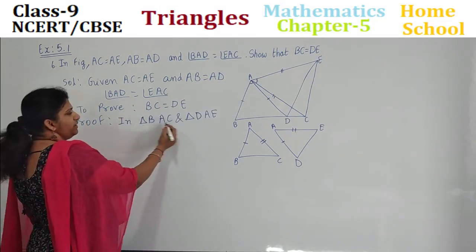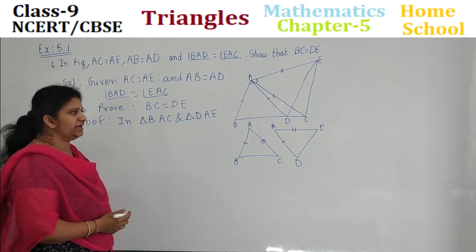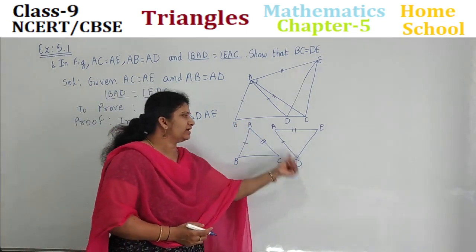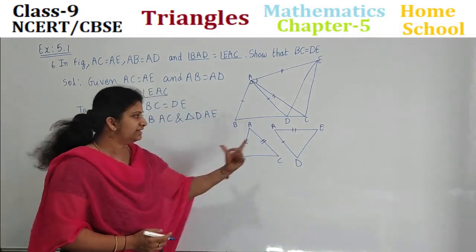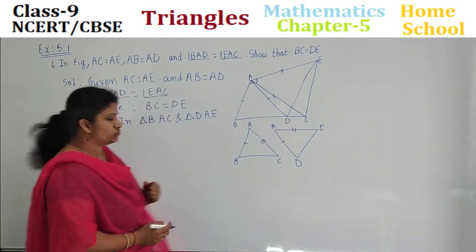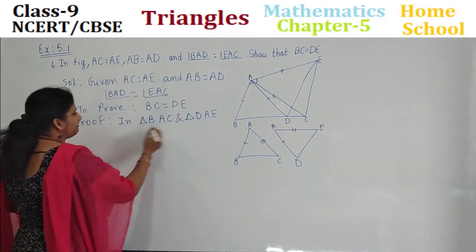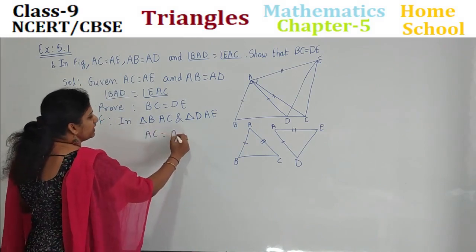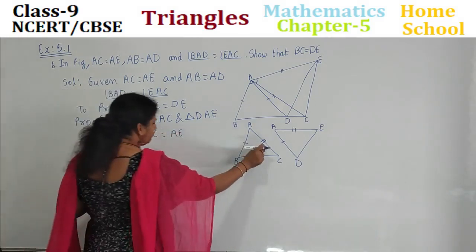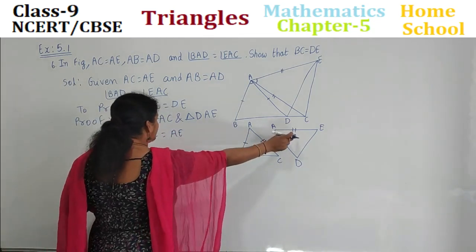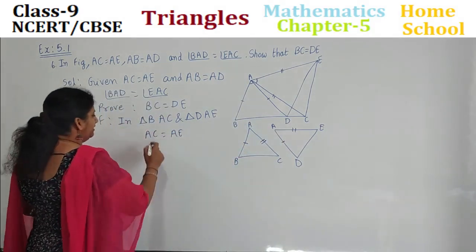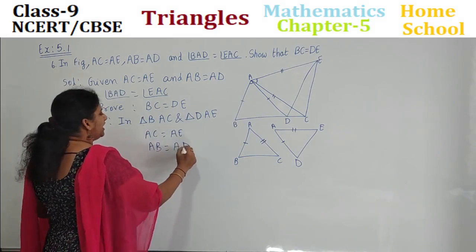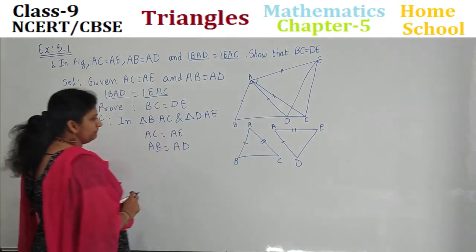Consider the triangle BAC and triangle DAE. Let us start comparing these two triangles. According to the given data, what can I say? AC is equal to AE. AC of this triangle is equal to AE of the other triangle. And AB of this triangle is equal to AD of the other triangle.